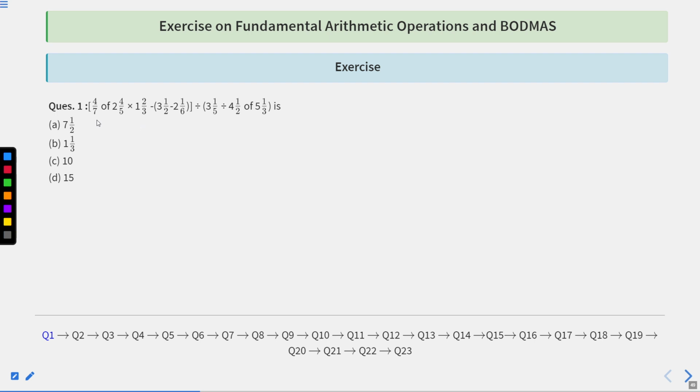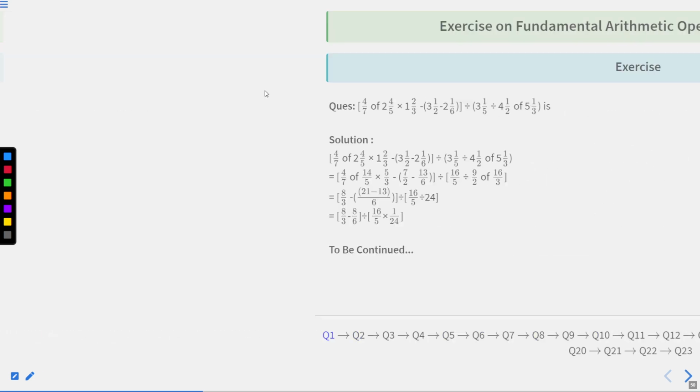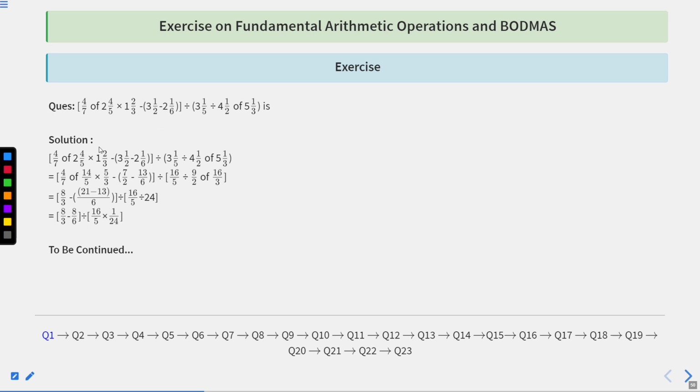The expression is something like 1 upon 4 of 2 of 4 fifths times 1 of 2 thirds minus 3 of 1 half minus 2 of 1 sixth divided by 3 of 1 fifths divided by 4 of 1 half of 5 of 1 thirds. So what is the value of this expression? Here, let us first simplify these mixed fractions that are given here, because nobody likes mixed fractions.